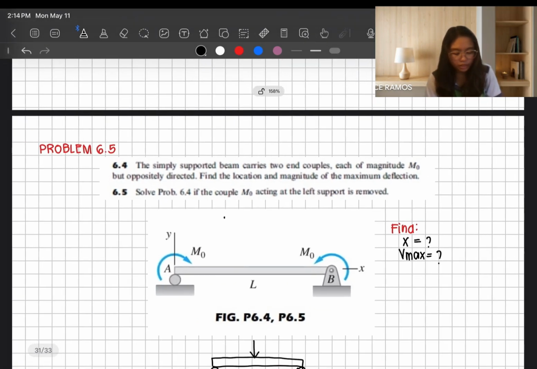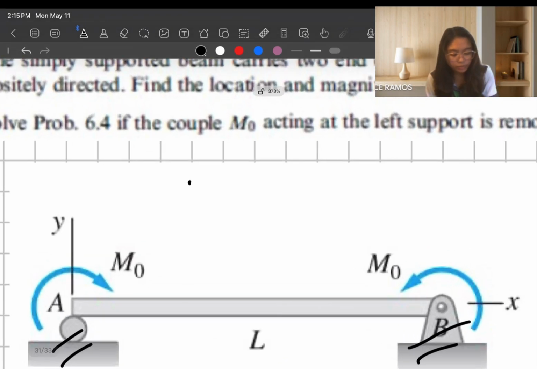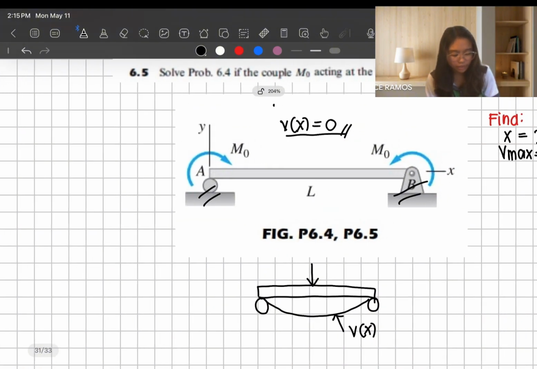Sabi sa problem kanina, ang beam daw natin is what we call simply supported beam. So simply supported beam is characterized by having a pin on one side and a roller on the other side. So simply supported beam also, it doesn't allow any vertical displacement. So the deflection for our beam is 0. So let's now proceed to our free body diagram.